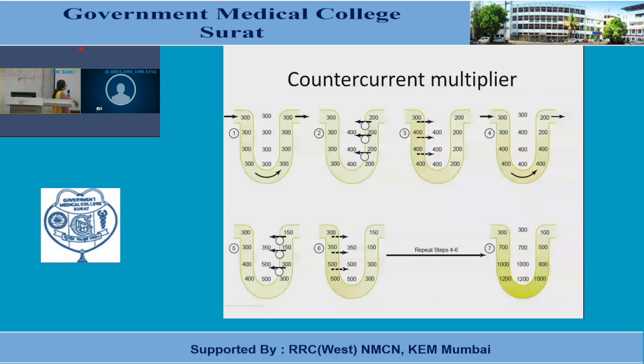You can see it becomes 500. With these repeated steps, from 4 to 6, the osmolality increases to about 1200. So 1200 is the maximum, 1200 to 1400 they say, but 1200 is the maximum. You can see at the tip the osmolality is 1200.